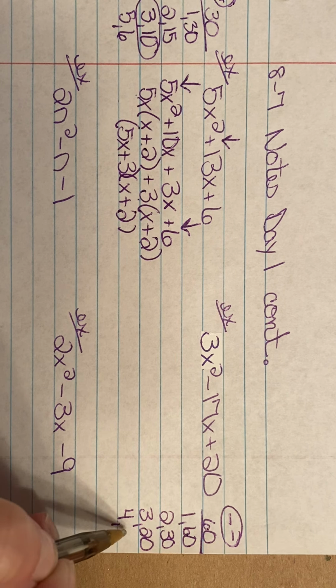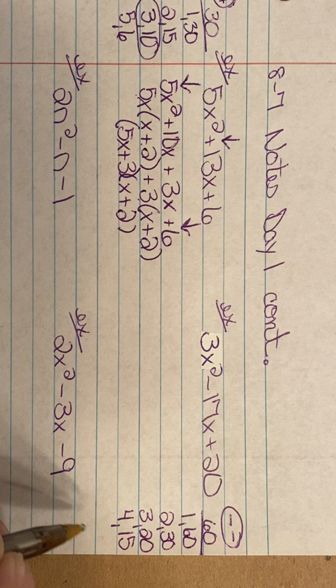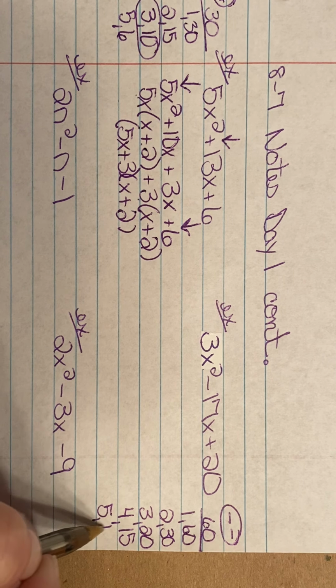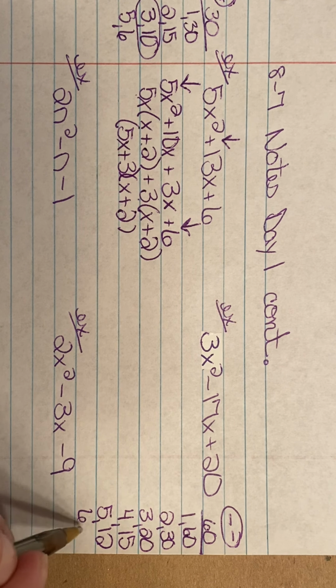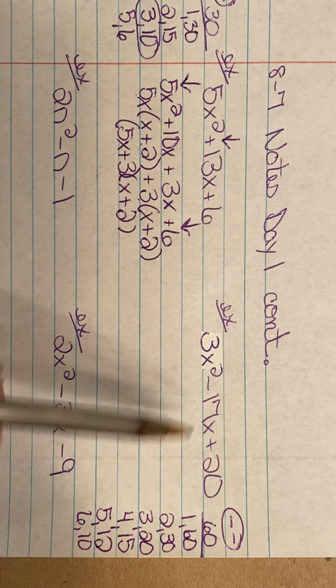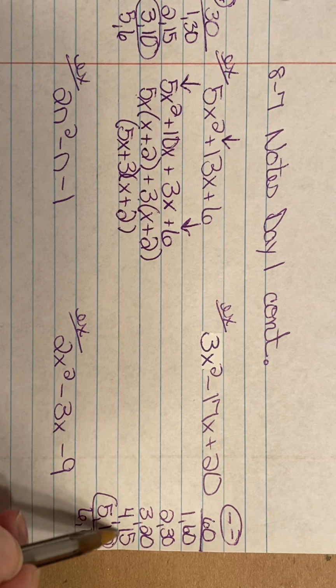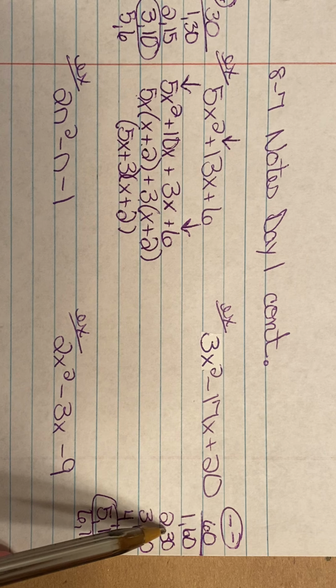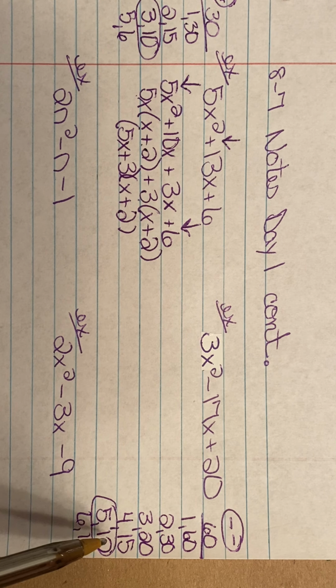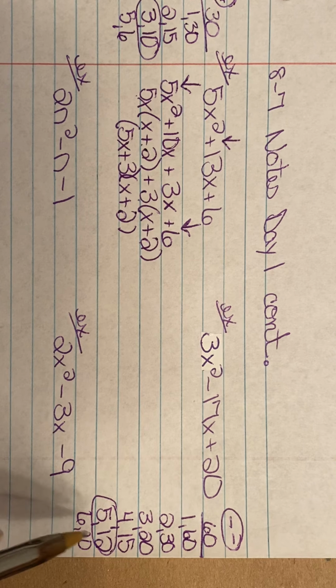4 and 15, and 5 and 12, and then 6 and 10. So we want to get to 17, so our magical numbers are going to be 5 and 12. Once you get faster at this and you start to hit the numbers, as soon as you see one that works, you can stop. But for now, we want to list them out so we get the visual.